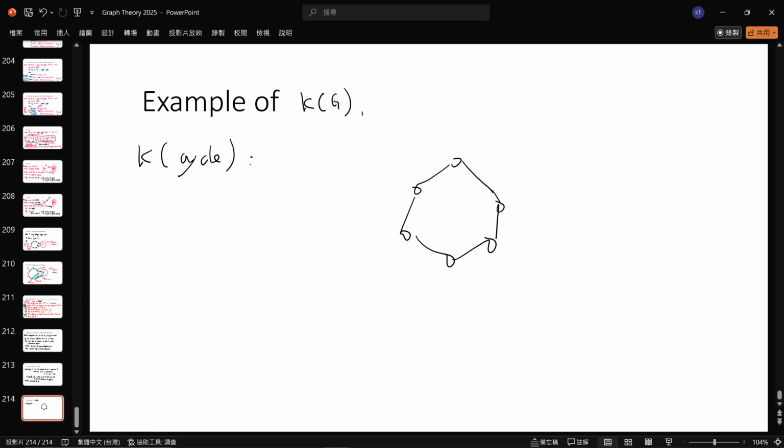Okay, so this is a cycle. If you only remove one vertex, then it is still connected. However, if you remove a second one and make sure that the second one is not adjacent to the first one, then you can disconnect the graph. So for a cycle, the minimum number of vertices you need to remove is 2.